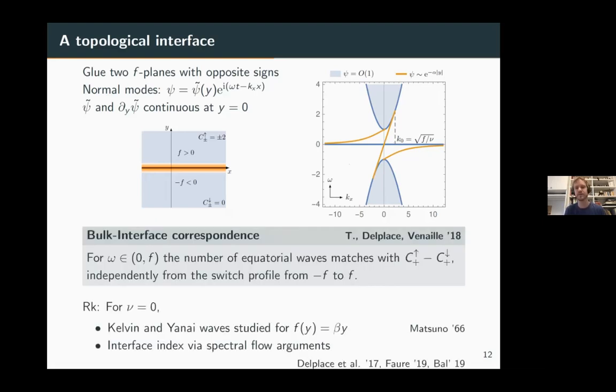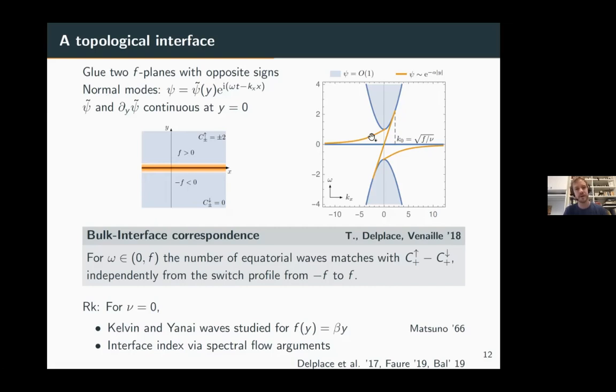And here we have an example of the bulk interface correspondence, namely that if we look here, for example, for some value omega between these 2 blue bands, then the number of interface modes precisely matches the difference of Chern number apart from the equator. So here we have +2 minus 0, and that's just 2, which is precisely matching with this number 2.